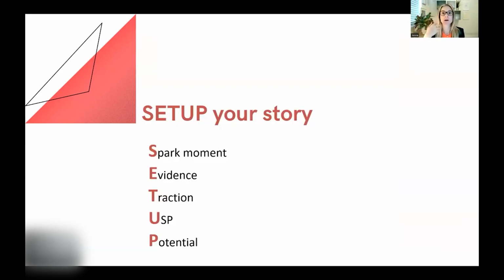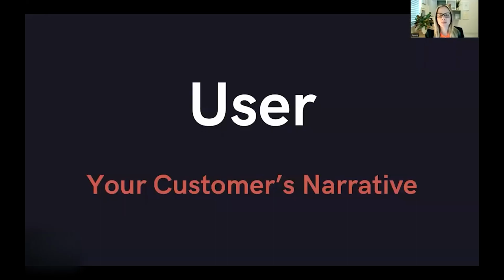So remember what we spoke about: the spark moment, the evidence that you found, the traction, the interest in your business so far, the USP, so what is it that makes you different, and then finally the potentials. This is quite an easy 5-point way to remember what it is we're speaking about. So hopefully that makes sense so far, and you're still with me, and you've really given some thought to what that origin story, which is your own narrative, looks like.